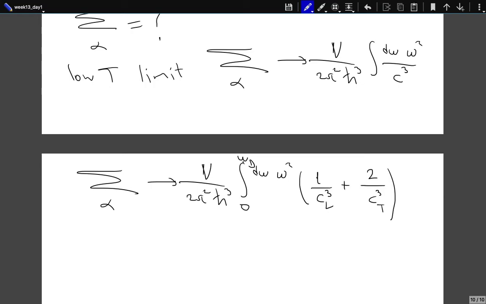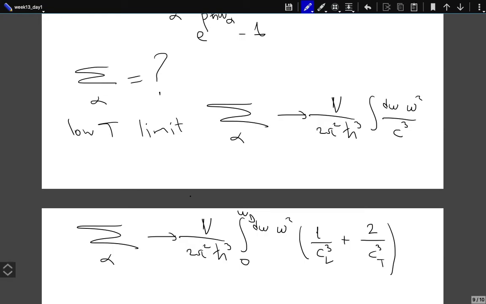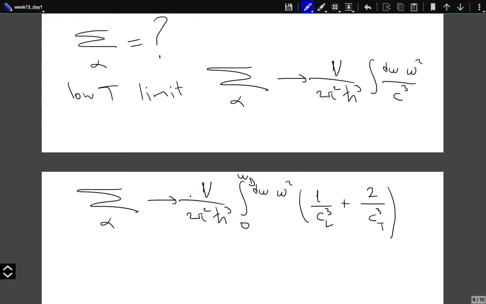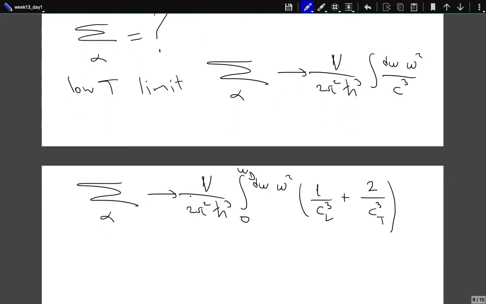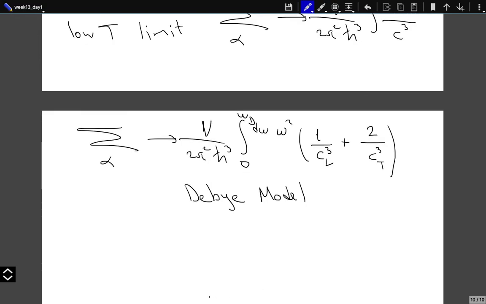It also makes sense because we already said that we are considering a limit where the sound doesn't see the atomic structure. If the wavelength is smaller than the atomic separation, well, it doesn't really make too much sense to talk about oscillations then. So these are the two main differences in this case. This is the so-called Debye model. Well, how do you determine this omega d? This is the Debye frequency.